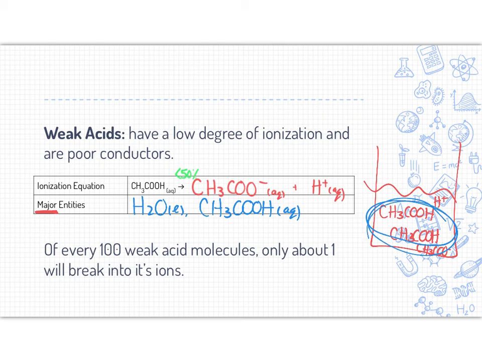A weak acid, by definition, ionizes or breaks up less than 50%. Most of them are like about 1%. So of the 100 acid molecules I put into solution, only one of them is actually going to break apart. The other 99 will still be stuck together. So the ratio is a lot higher than what I've been able to draw here for you. Again, if it's not one of your 6 strong acids, it is a weak acid.